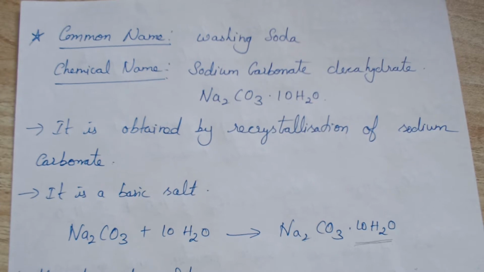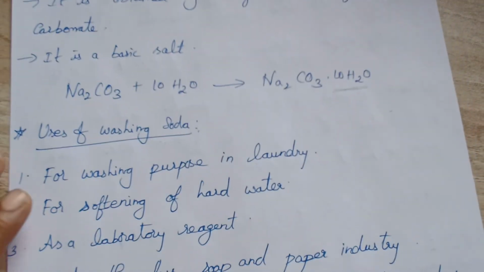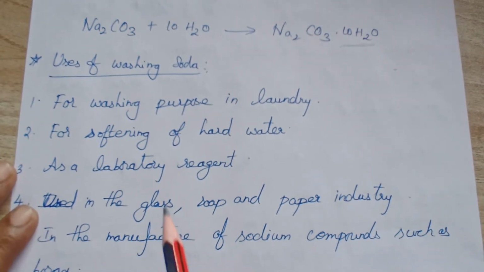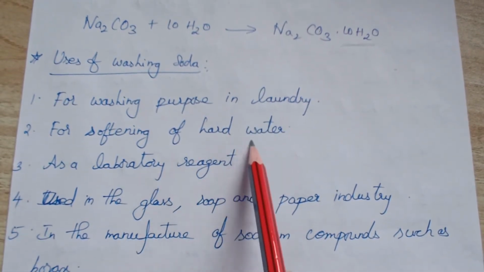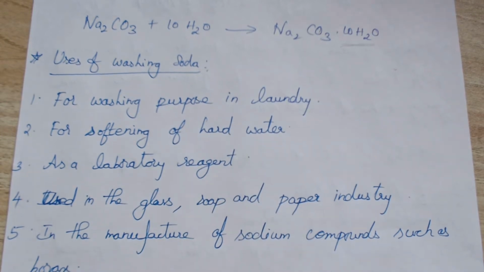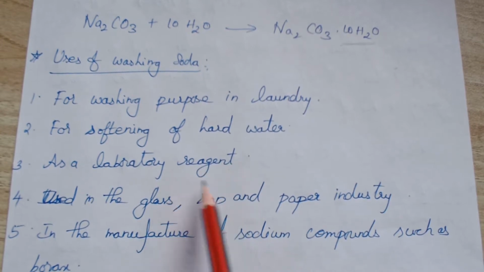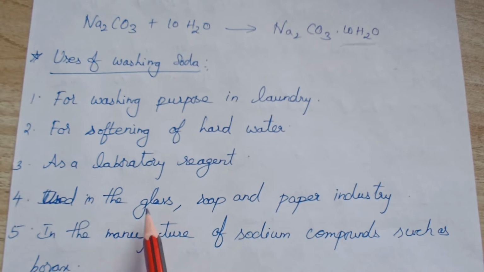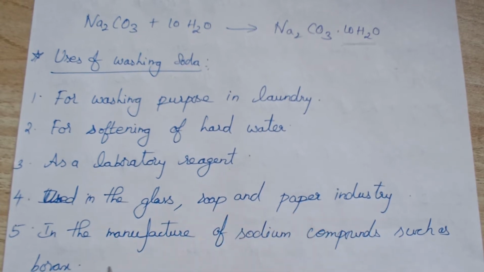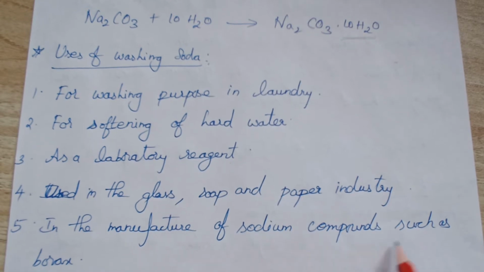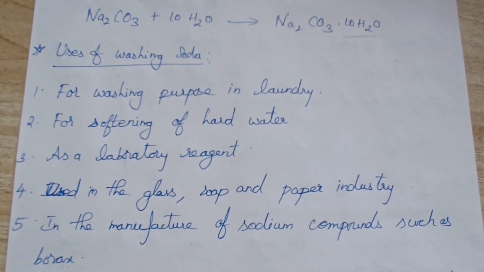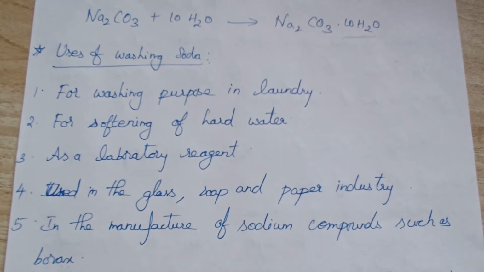So what is the purpose? Washing soda, the name itself tells us, is used for washing purposes in laundry and for softening hot water. If you mix washing soda in hot water, it becomes soft and you can get lather. It is used as a laboratory reagent, as a chemical in most laboratories, and in the glass, soap and paper industries. It is also used in the manufacture of sodium compounds such as borax. Borax is used as an insecticide, to kill ants and the like. So these are the uses of washing soda.